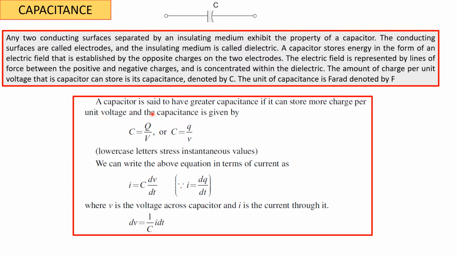A capacitor is said to have greater capacitance if it can store more charge per unit voltage, and the capacitance is given by C = Q/V. We can write the above equation in terms of current as i = C dV/dt, since current is equal to dq/dt, where V is the voltage across the capacitor and i is the current through it. Rewriting this equation results in dV = (1/C) i dt.